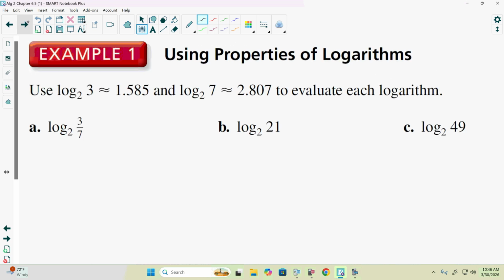So we started this on Friday, using properties of logarithms. Our product property stated that if two or more things are multiplied together inside of a logarithm, we can rewrite it as a sum of two logs.